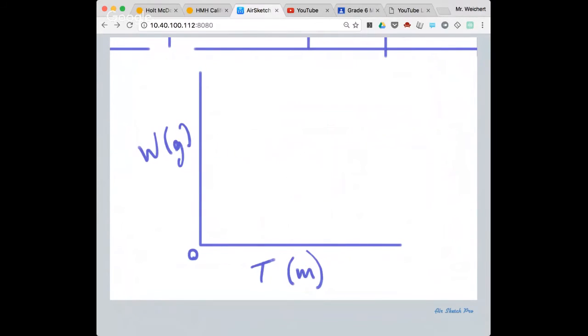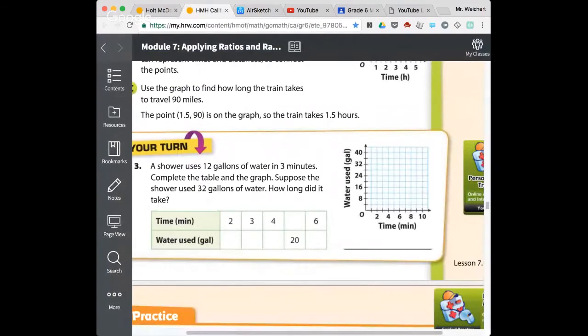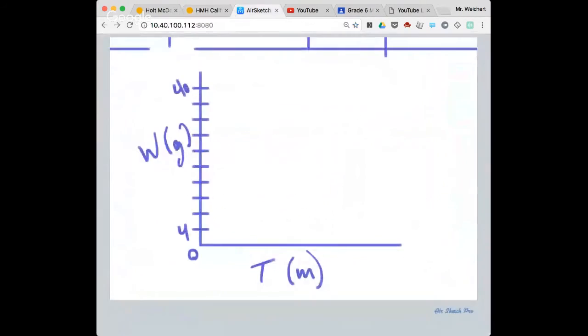I got a better tool. 4, 8, 12, 16, 20, 24, 28, 32, 40. I think it went to 40. This is 4. We can figure out the rest in between. And then we have 0, 1, 2, 3, 4, all the way to 10. It's good. It's easy. 1, 2, 3, 4, 5, 6, 7, 8, 9, 10.